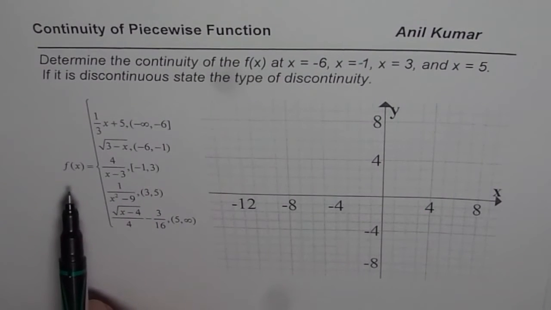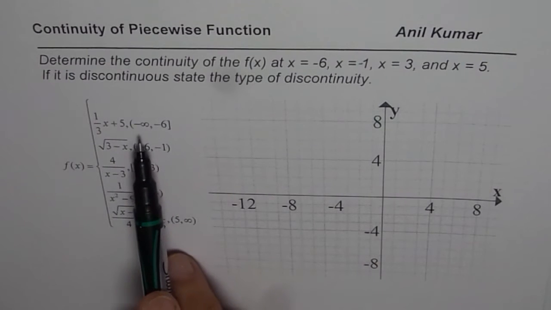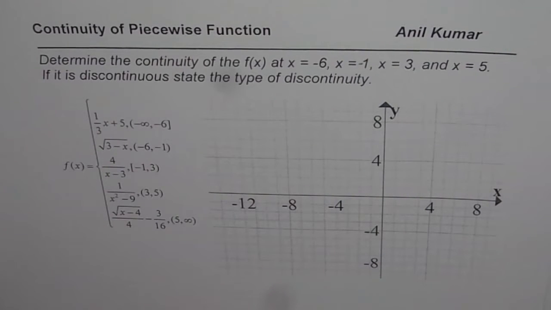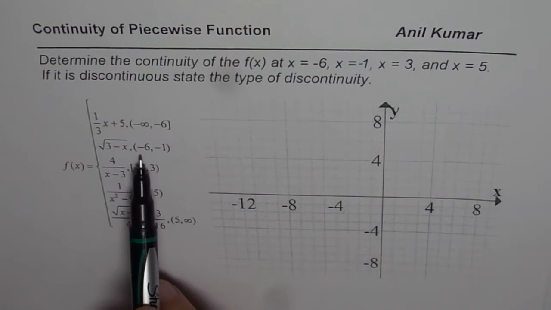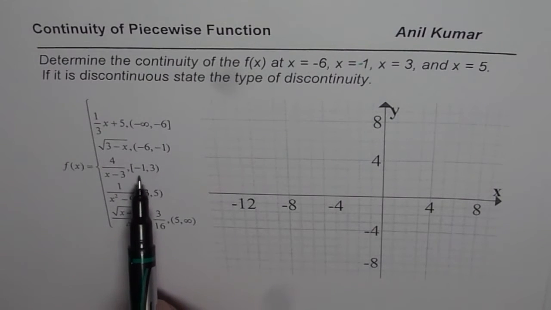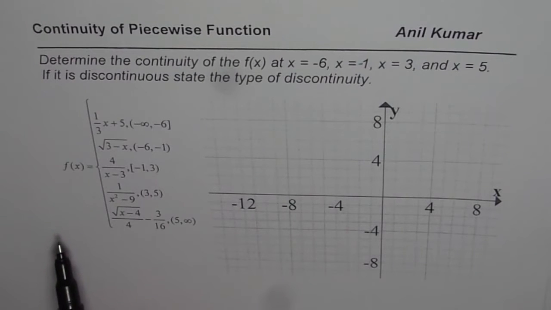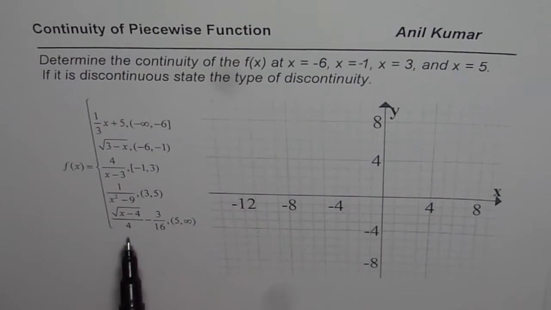So here is the function. f of x is equal to 1 over 3 x plus 5 when x is between minus infinity and minus 6, minus 6 included there. It is equal to square root of 3 minus x from minus 6 to minus 1. 4 over x minus 3 when it is between minus 1 and 3, minus 1 included. 1 over x squared minus 9 between 3 and 5. And square root of x minus 4 divided by 4 minus 3 over 16 within 5 and infinity.